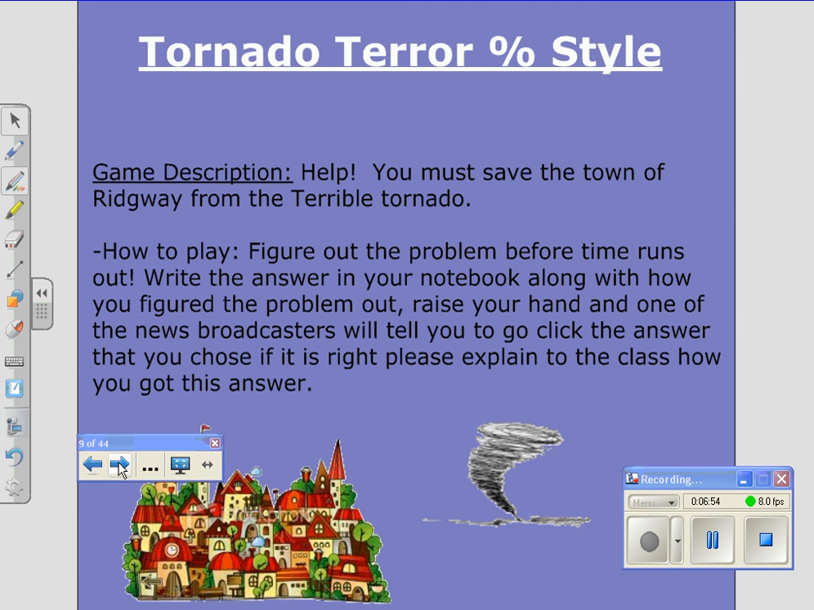Raise your hand and one of the news broadcasters will tell you to go and click the answer that you chose. If it is right, please explain to the class how you got this answer. By the way, some of these answers may say correct, but you need to prove how they are right. And they also might say wrong when they are right. So prove it. Make sure you know what you're doing.